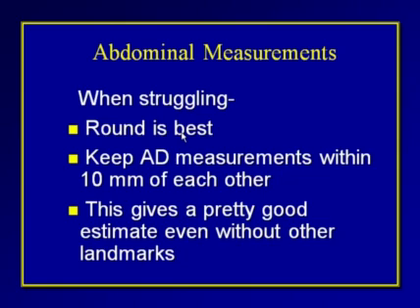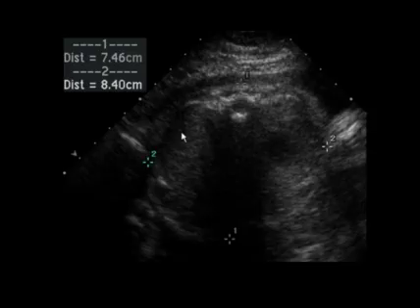When you're struggling to get an accurate abdominal measurement, because sometimes it can be quite difficult in a late-term fetus, remember that a round image is best. It's important to always keep the abdominal diameter measurements within 10 millimeters of each other. And this will give you a pretty good estimate even if you can't see the other internal landmarks. So let's look at a few examples. In this instance, we have a prone fetus. The fetal spine is at the top of the image, and that's a pretty good cursor. But this one is a little bit more difficult to say where the true edge of the fetus is.